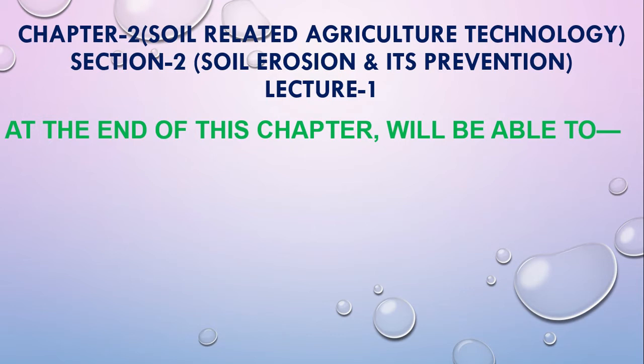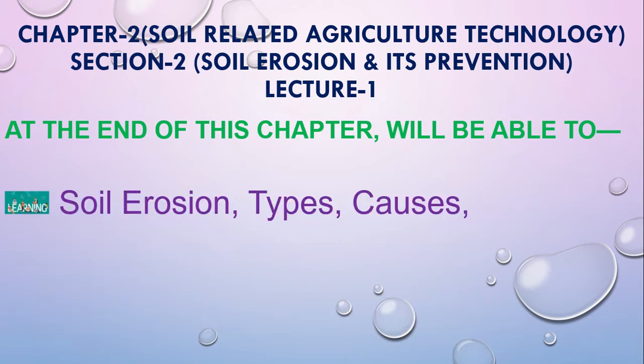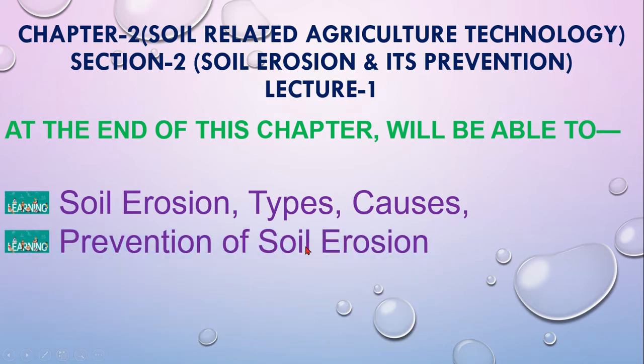Chapter 2, Section 2. This section is called Soil Erosion and its Prevention, and this is the first lecture of this section. After watching this lecture, we will be able to understand the concepts of soil erosion, its types and causes, and then the prevention of soil erosion, that means details about soil erosion and how you prevent it. Let's discuss this section.